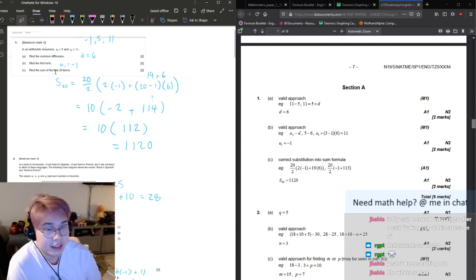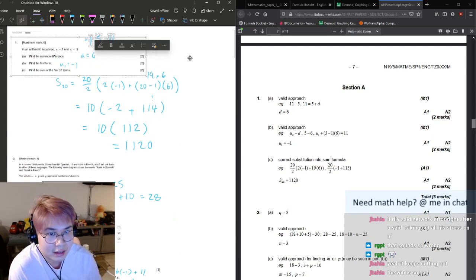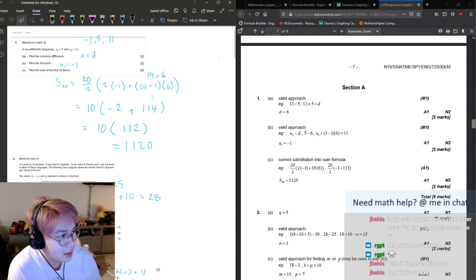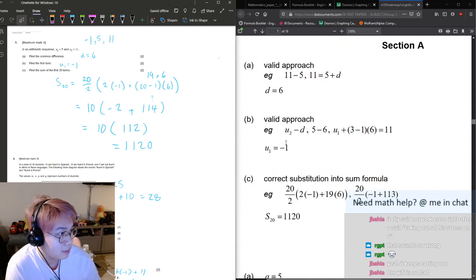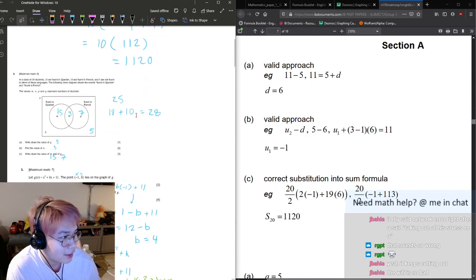Alright, let's see how I did. Is the common difference 6? Yes. Is the first term negative 1? Yes. Is the sum of 20 terms 1,020? 1,120. Yes. Nice. Full marks.